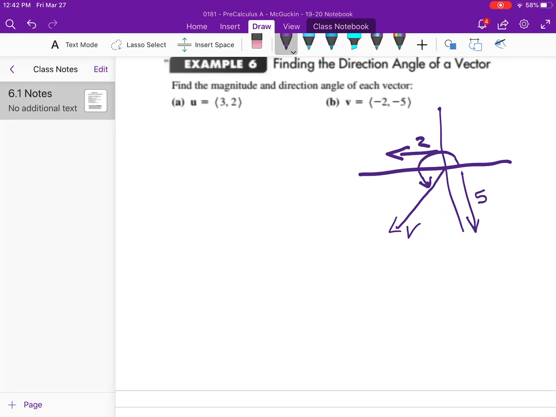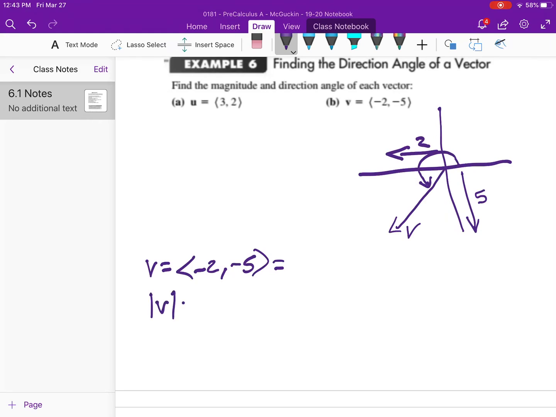So when we're doing this, we just have to keep in mind what angle we are actually going to be finding when we use our inverse trig functions to find out what that angle is. And so let's think about this for a second. If we have our V equal to -2, -5, we know that our component form can also be written as the magnitude times the cosine and sine of each of the respective components.